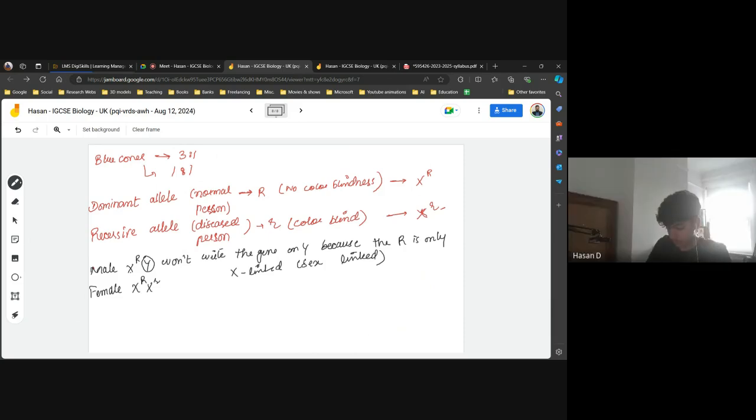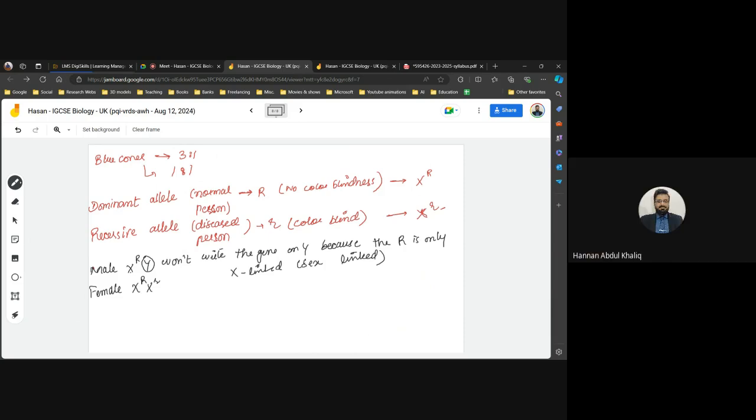Yes. All right. So now XRY, XRXr. Now let's draw the crosses. XRXr into XRY. XR and Xr both would be going into different eggs. XR going into a different egg, Y going into a different egg. If we draw the Punnett square: XR, Xr, XR, Y.